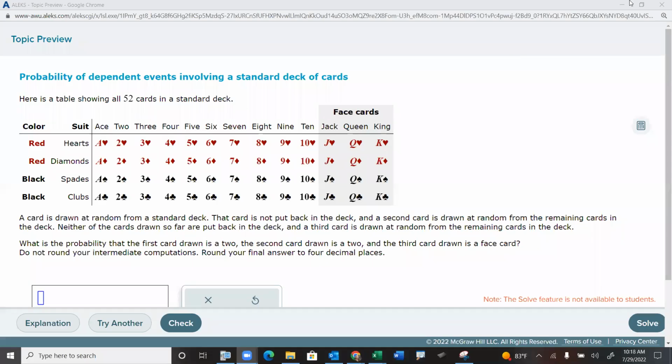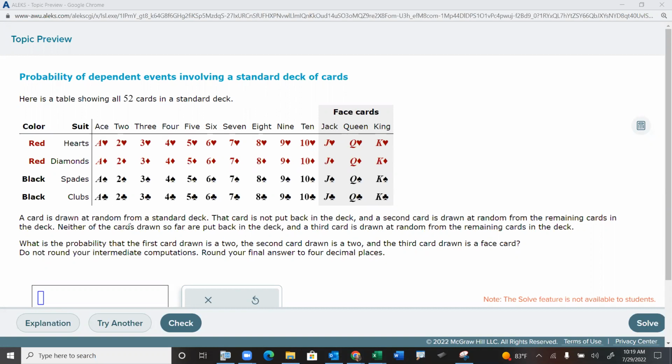All right, this time we have dependent events. I haven't even read the problem yet, but when I see dependent, I suspect we're going to draw a card and then keep it, not put it back into the deck, which of course will affect how many cards are remaining.